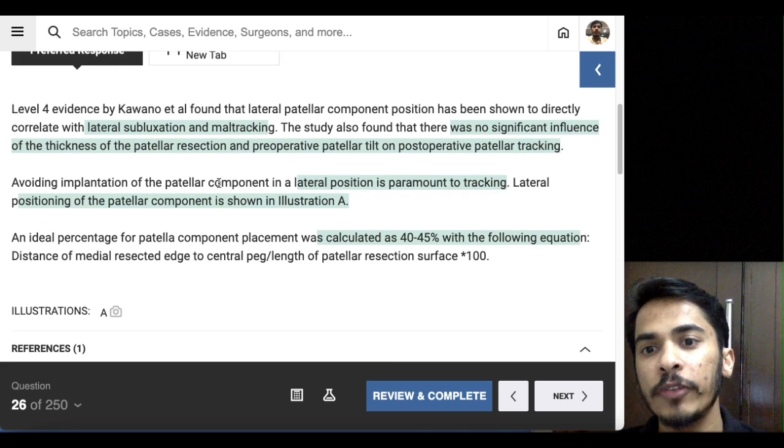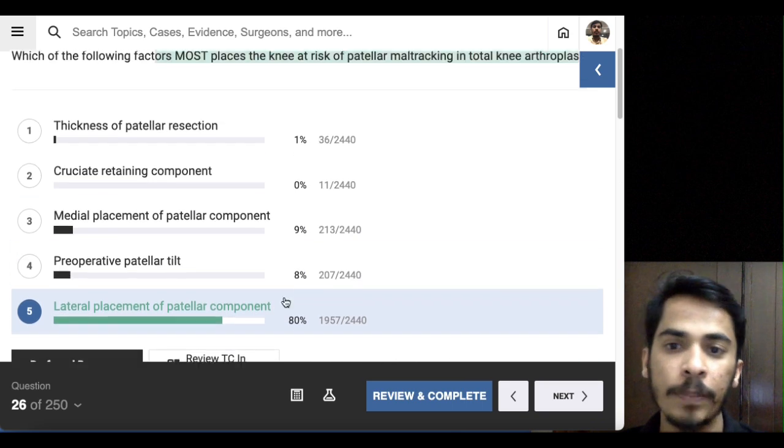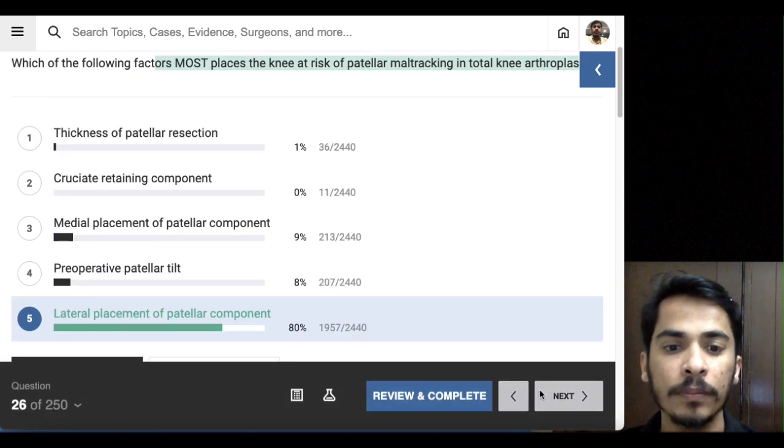So external rotation of the femoral component, external rotation of the tibial component, lateral placement of the tibial component, and lateral placement of the femoral component all help in better patellofemoral tracking.